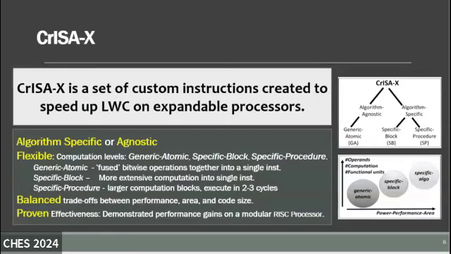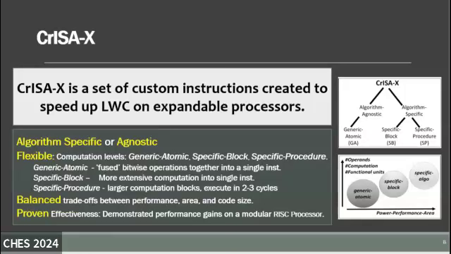So now let's focus on the main part of our project, introducing CHES-X. CHES-X is a set of custom instructions created to speed up LWC on extendable processors. The CHES-X instructions are split into two main groups, algorithm agnostic and algorithm specific. We then categorize the instructions based on their computation complexity.